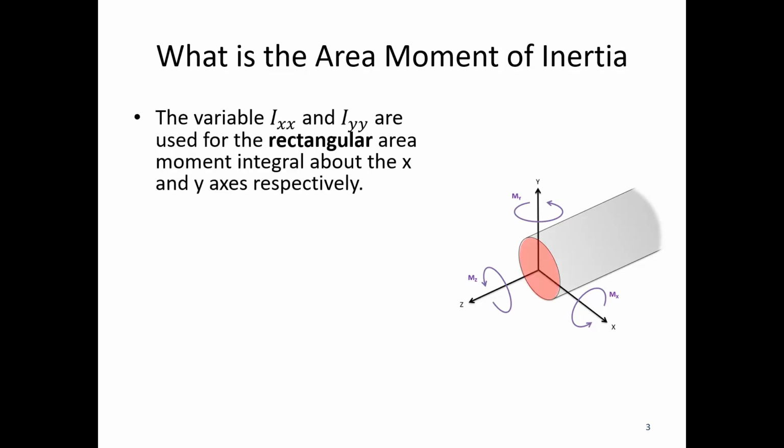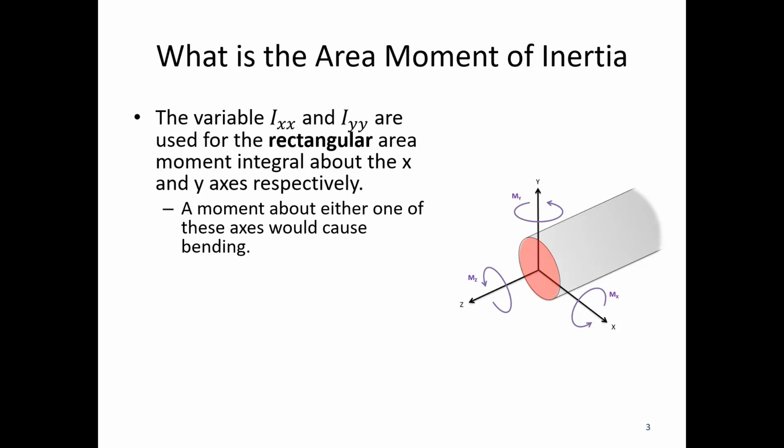So in all of this, Ixx and Iyy, or the moment of inertia about the x and y respectively, are going to be kind of in the plane of the cross section. So this red piece here is my cross section, x and y are in the plane, and the moment about x or y would be a bending moment. It would tend to bend this rod.